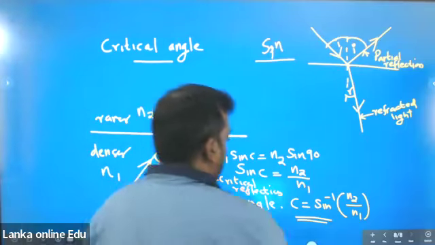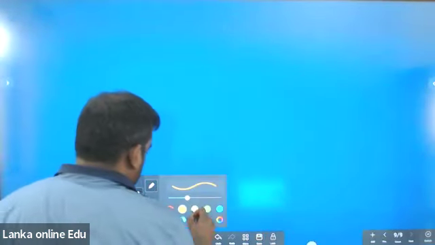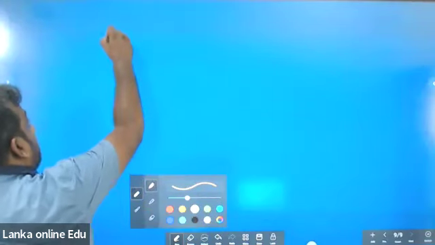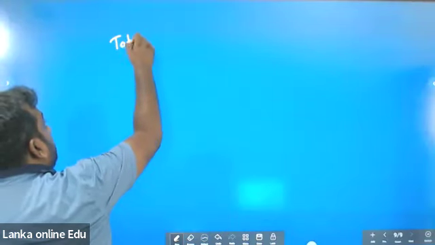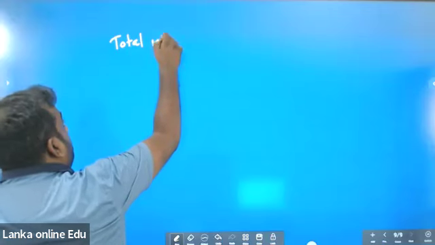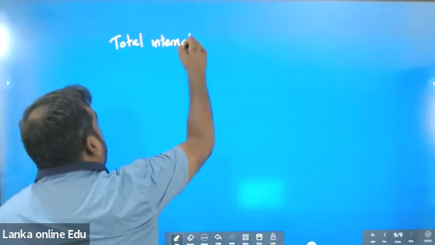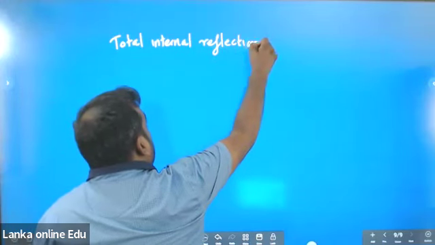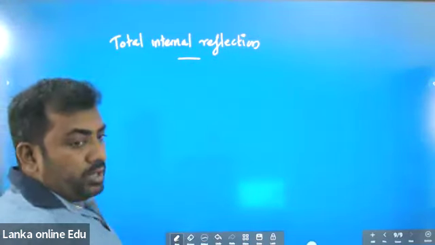Okay, right. Now, from this we have total internal reflection. Total internal reflection. Now, what do you mean by total internal reflection?